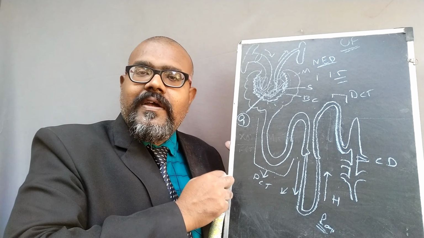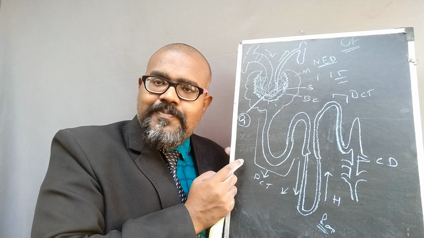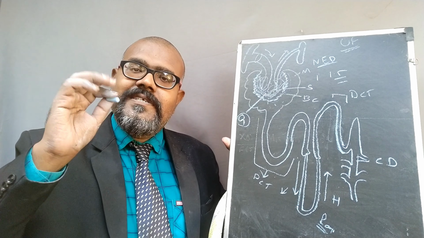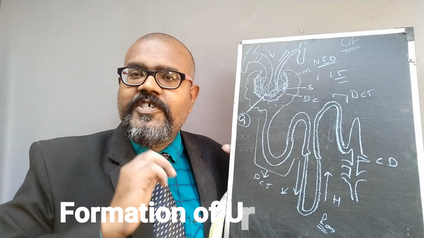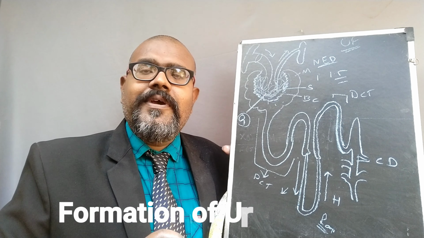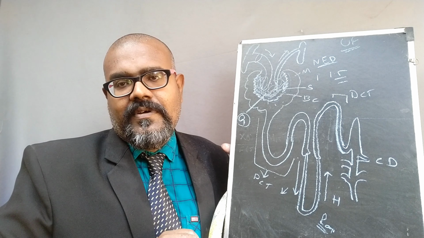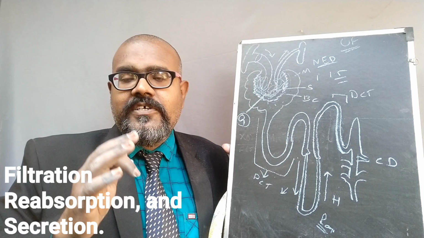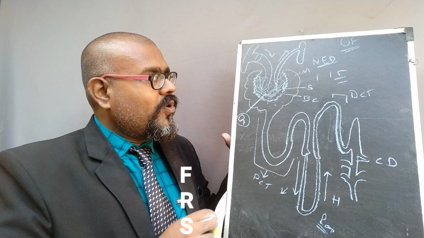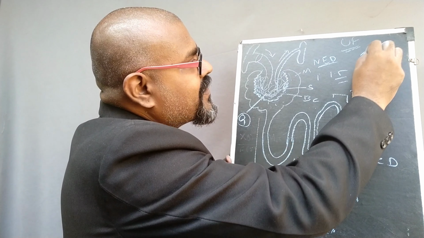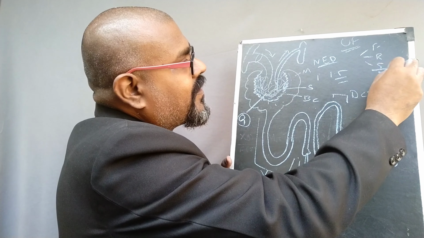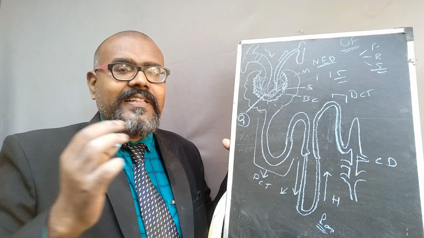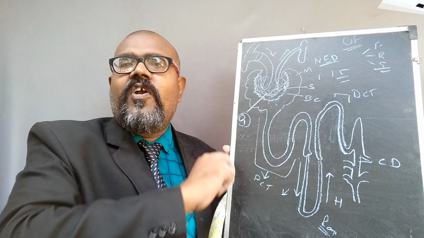According to these parts of the nephron, urine formation is attained. Urine formation is the major function of this nephron. Urine formation occurs in 3 different steps: filtration, reabsorption, and secretion. That is a very important thing. Filtration, reabsorption, and secretion, fully combined together, are called urine formation. All these things happen in each and every nephron of the kidney.